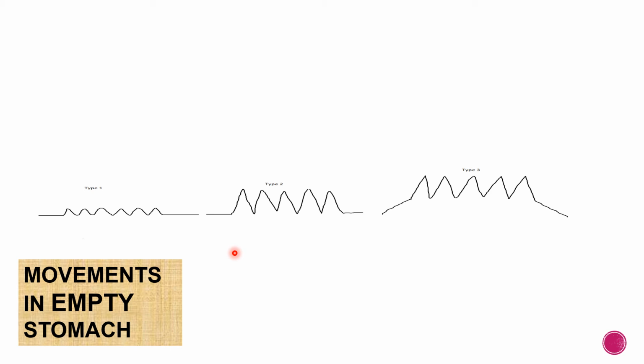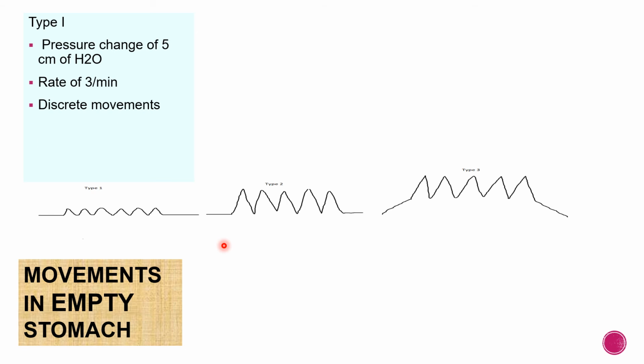There are three types of movements: type 1, type 2, and type 3. In type 1, there is a pressure change of 5 centimeter of H2O. See, small contractions. The rate is 3 per minute. These are discrete movements and they take place about 25% of the total observed time. Okay, these are all in empty stomach.